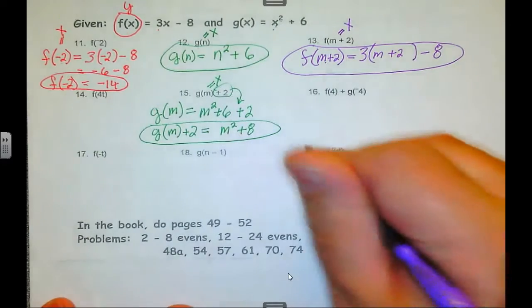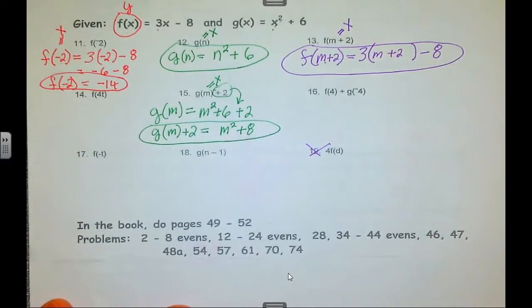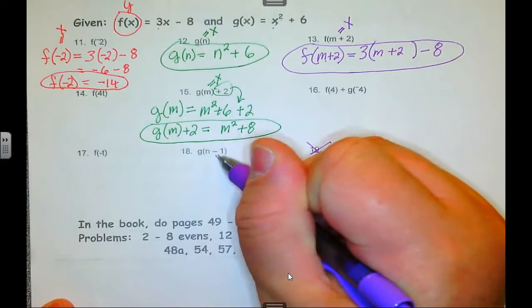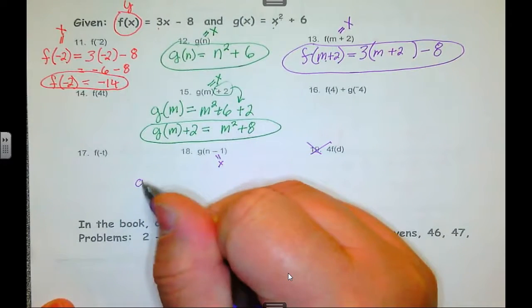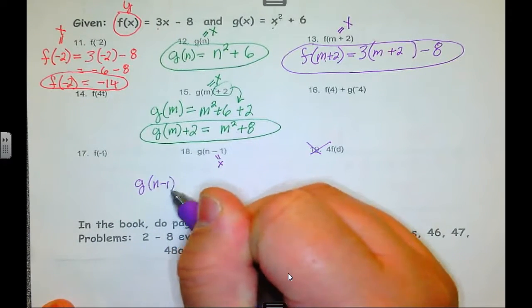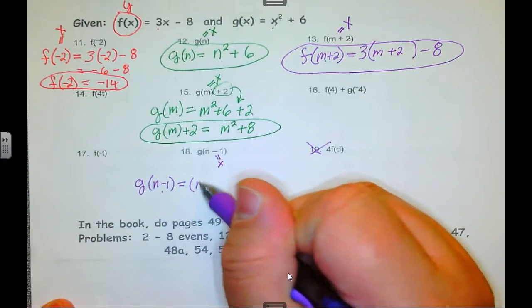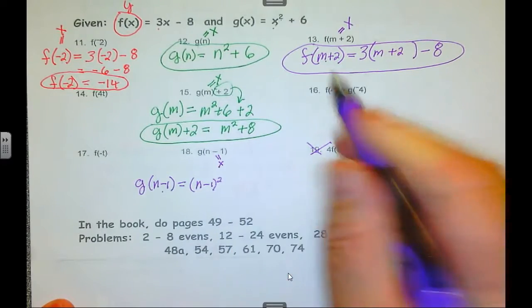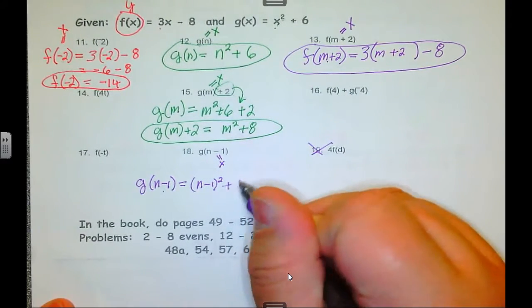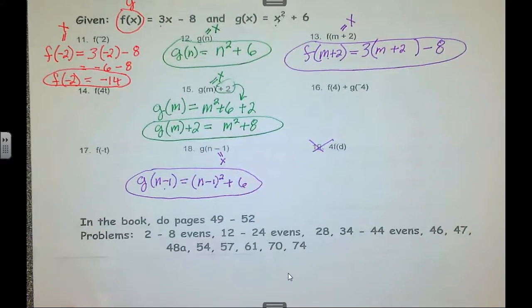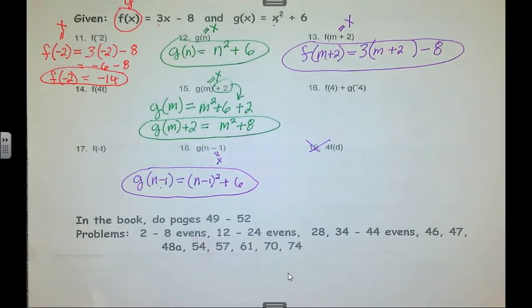I'm not going to worry about number 19. 18 we could do. Now remember, this equals x. So the g of n minus 1 equals x squared. So this is my x. So n minus 1 squared plus 6. And we're going to leave it there for Algebra 1. That's as far as you have to go with that.